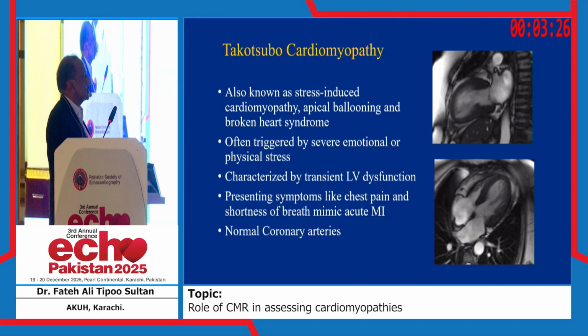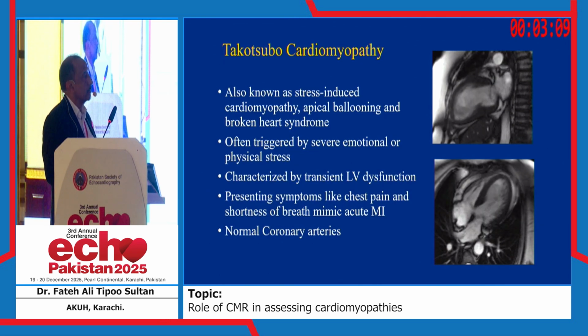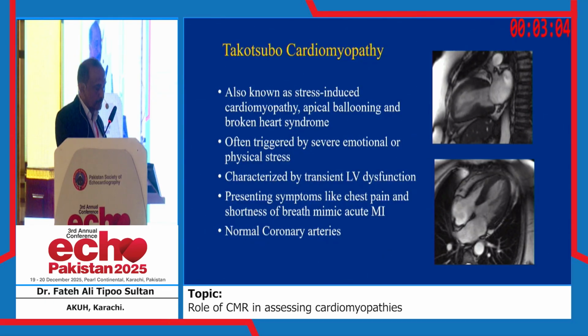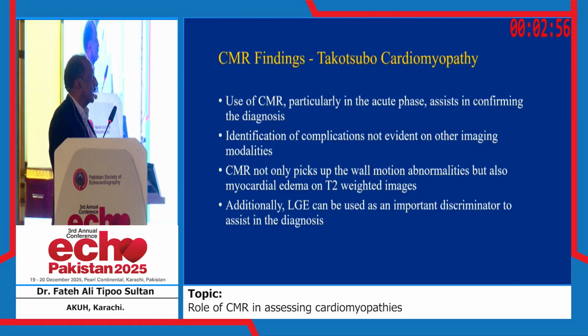Now come to the Takotsubo cardiomyopathy, also known as stress-induced cardiomyopathy or apical ballooning or broken heart syndrome, often triggered by severe emotional or physical stress, and it is characterized by transient LV dysfunction, presenting with symptoms like chest pain and shortness of breath, mimicking acute MI. Here you can appreciate that there is wall motion abnormality, but when we do the angiography it would be normal in these patients. Use of CMR, particularly in acute phase, assists in confirming the diagnosis, and identification of complications, that is presence of thrombus, would also be appreciable.